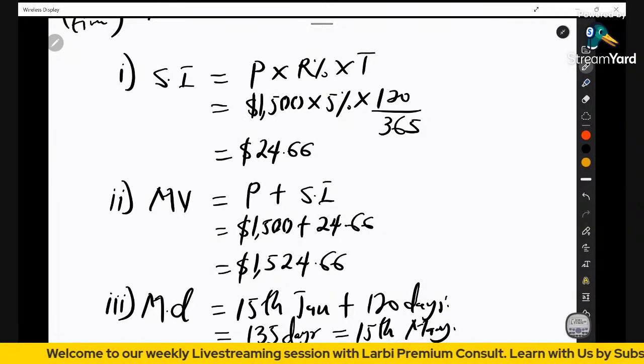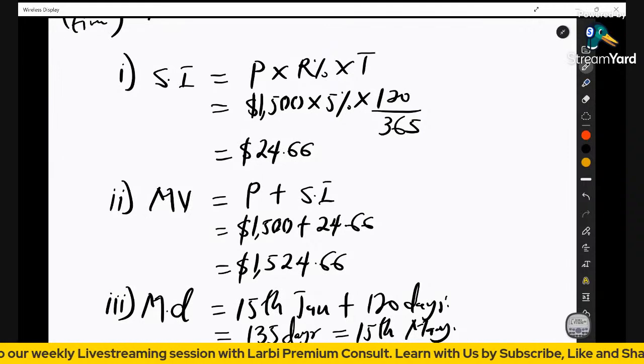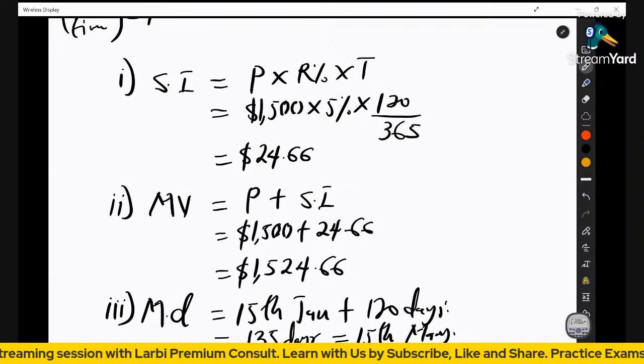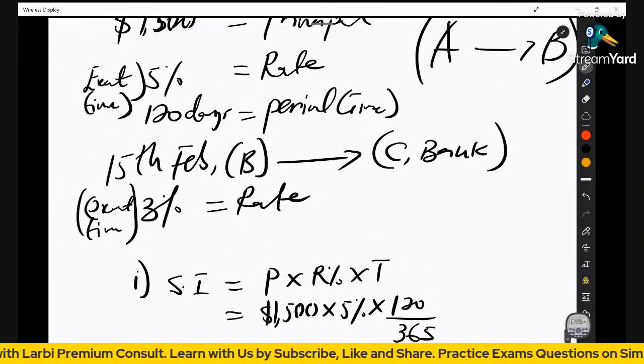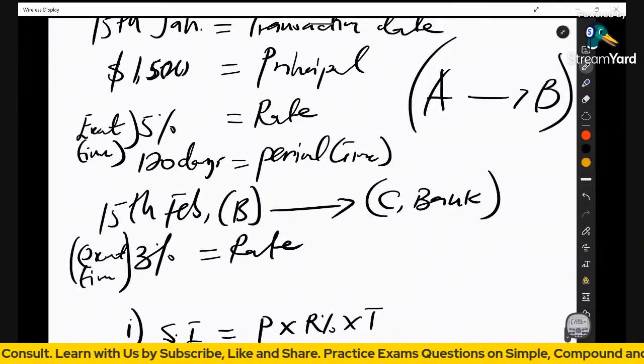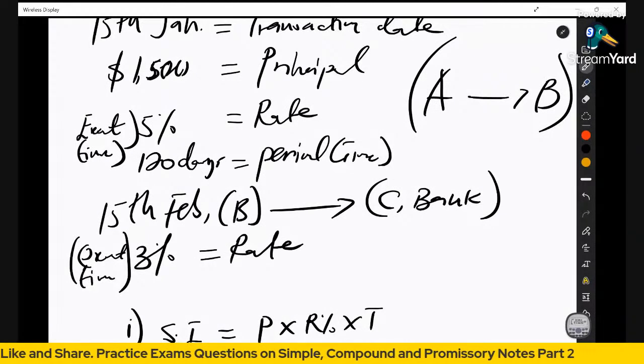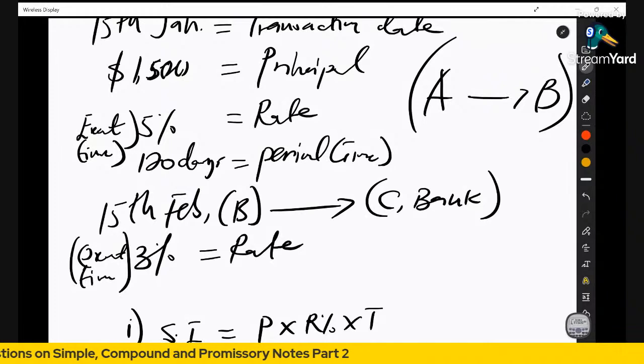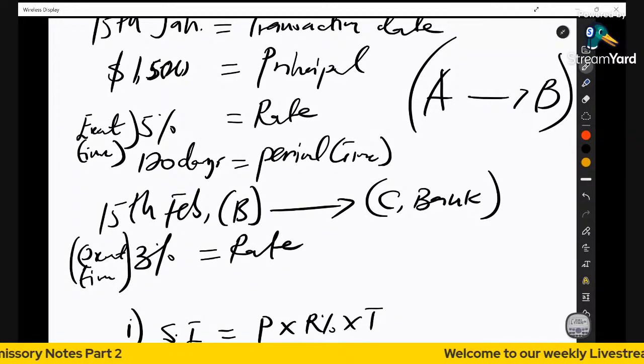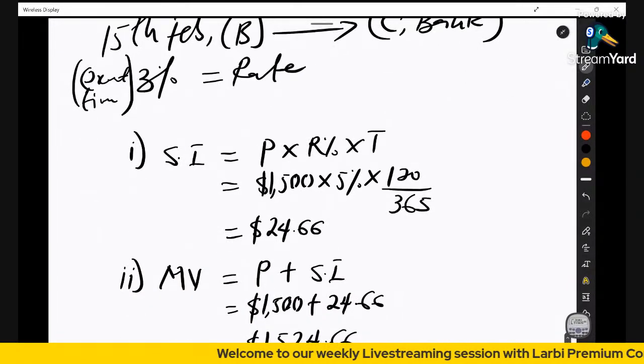Okay, so once you get the maturity date or the due date for this loan, during this period Party B couldn't wait and decided to transfer the note to another party, Party C. So how do you calculate the proceeds that Party B is going to receive after the transfer? Because remember, once it is transferred to Party C, it's not going to receive the full amount of the maturity value.